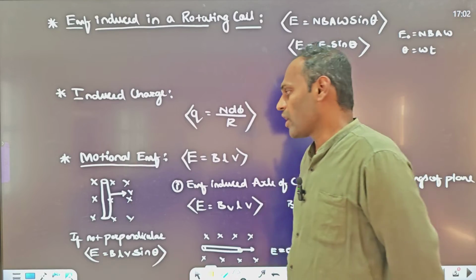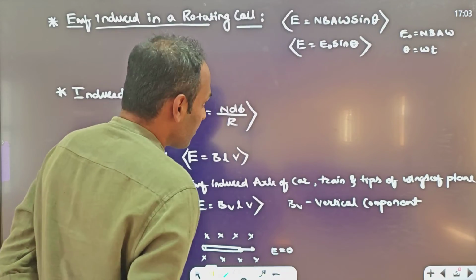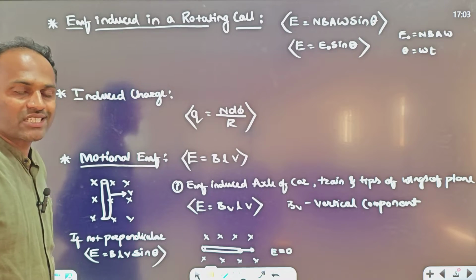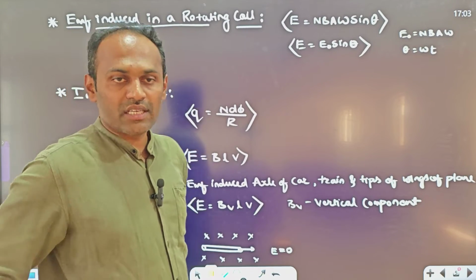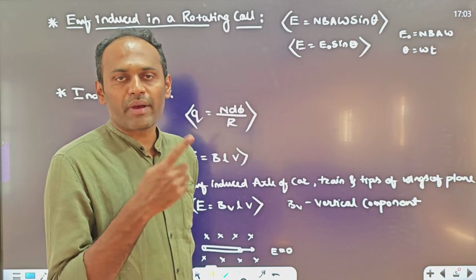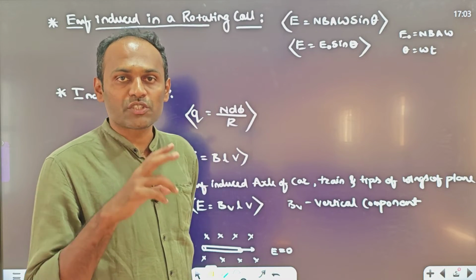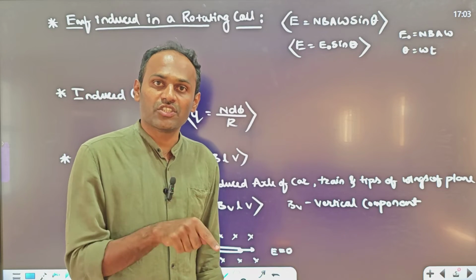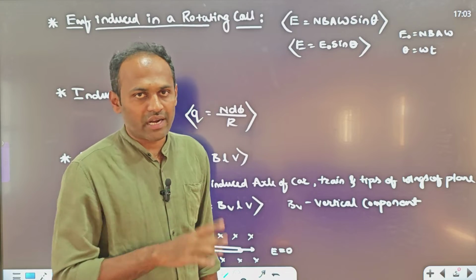EMF induced in a rotating coil. Whenever a coil is rotating in a magnetic field, right? Here the magnetic field is not changing, the magnetic field is constant, just a coil rotates inside the magnetic field. So if a coil rotates in the magnetic field, its angle changes, its orientation changes. Due to change in its orientation, the flux changes, and if flux changes, EMF will get induced in that.